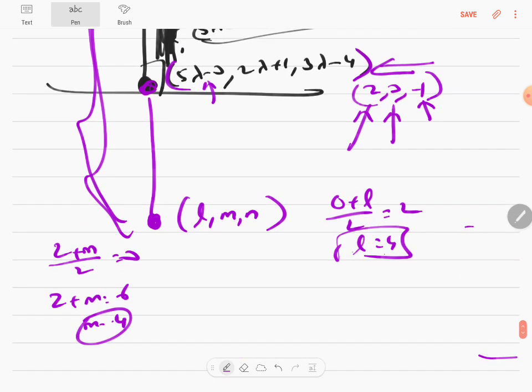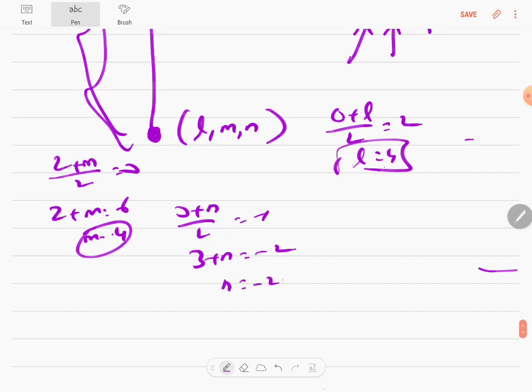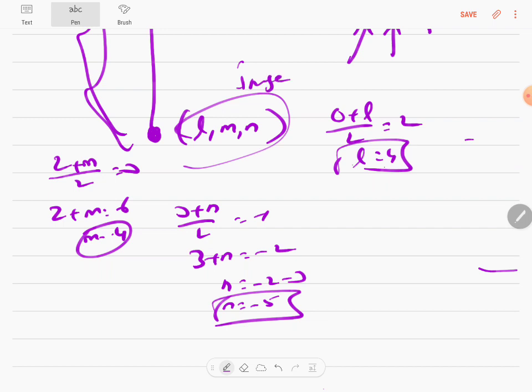Similarly, 3 plus N by 2 is equal to minus 1. 3 plus N is equal to minus 2. So N is equal to minus 2 minus 3. N is equal to minus 5. Thus you get your L, M and N, which will be the image. The question is about the image. That answers your image question. I hope you all understood how to find the foot of the perpendicular and the image.